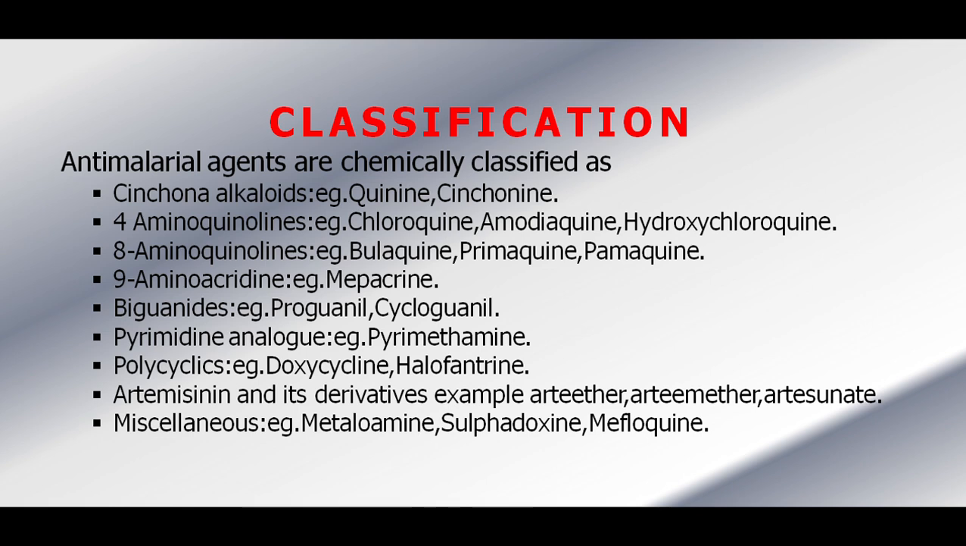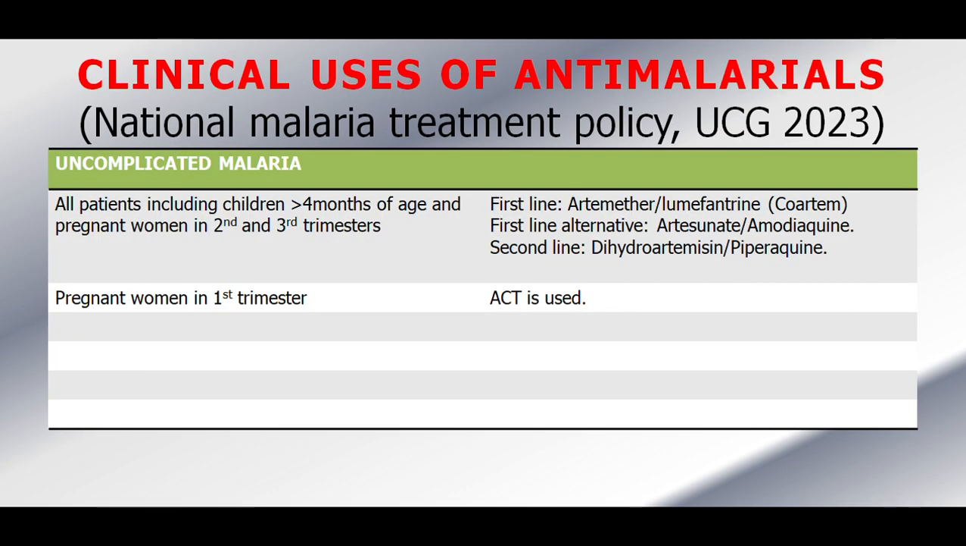Number 9, we have artemisinin and its derivatives, which include artether, artemether, and artesunate. Then we have antimalarials that we classify as miscellaneous. We have pyrimethamine, sulfadoxine, and then mefloquine. So that is basically the classification of antimalarials.